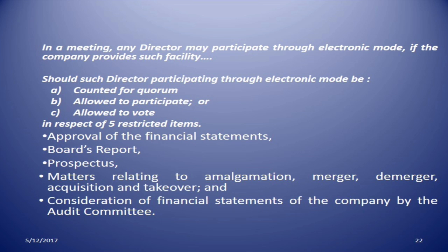The second item is approval of the board report. The third item is approval of prospectus. Fourth is matters relating to amalgamation, merger, demerger, acquisition and takeover. And the fifth item pertains to the meeting of the audit committee. When the audit committee considers again the financial statements, not the financial result but the financial statement, then in that case also this item cannot be considered at a meeting of the audit committee if the meeting is being held through video conferencing. So the first 4 bullets are in relation to board meetings, the 5th item is in relation to audit committee meeting.